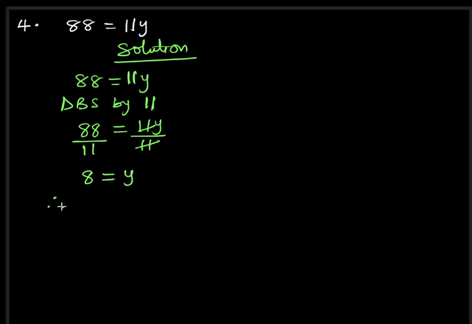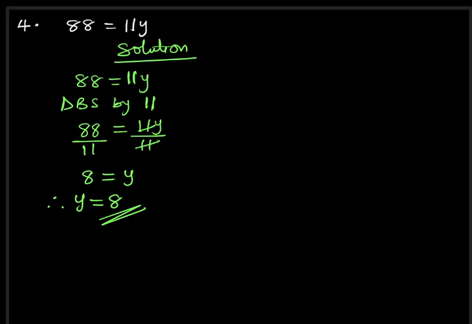Now, if 8 is equal to y, it also means that y is equal to 8. 8 equals y also means y equals what? 8. For example, if you say 2 times 5 equals 10, it's the same thing as saying 10 equals 2 times 5. It's the same thing. Okay, so we have that.